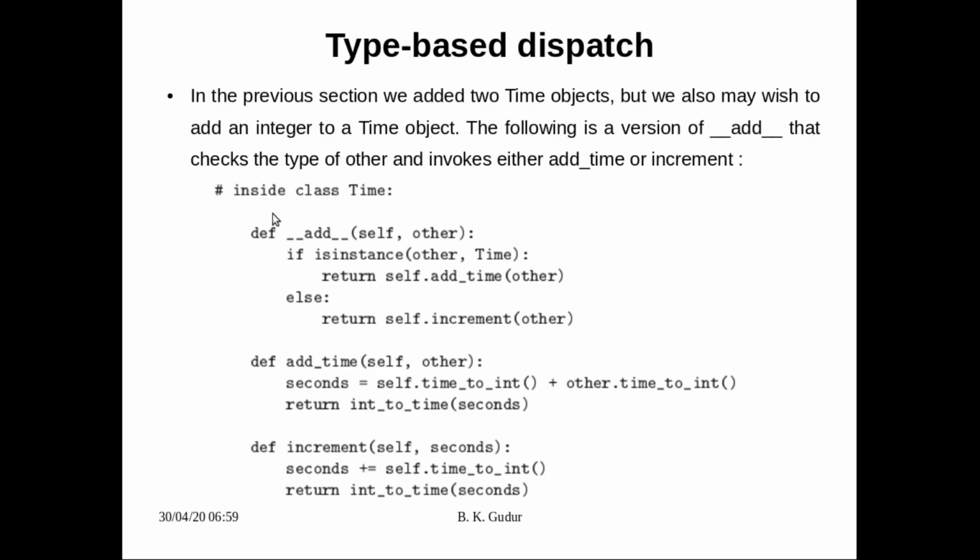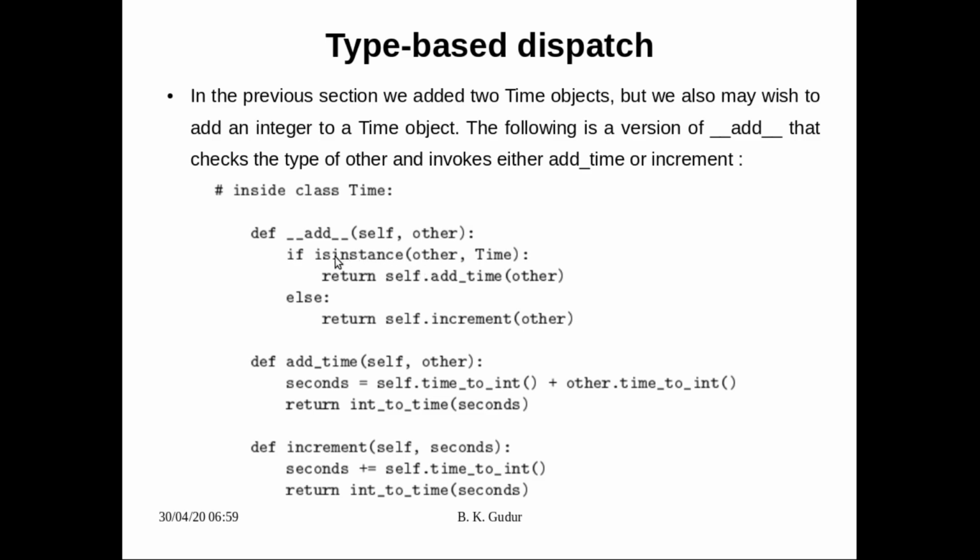Here we can see, inside the class definition, define __add__(self, other). This is one object and this is the other object. The problem is if this other object is not a time object. For that purpose there is a function called isinstance. If isinstance means something like this: if other is an instance of Time, that is, if other is an object of type Time, then do this.